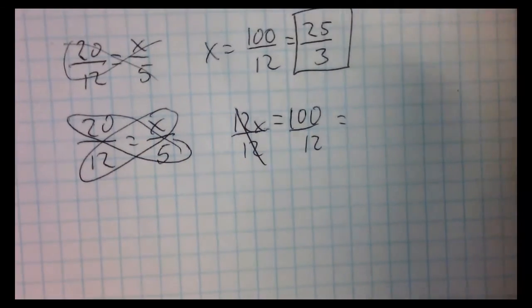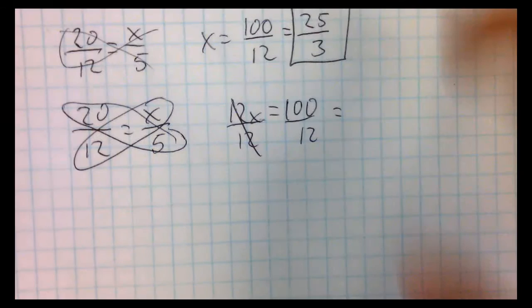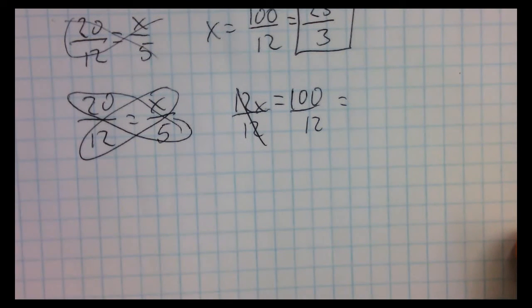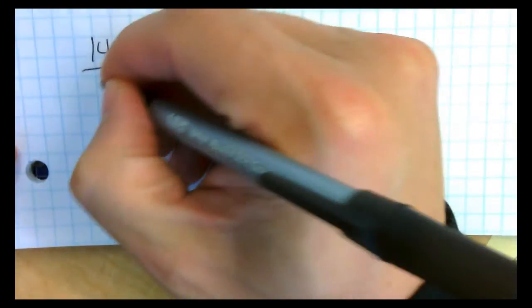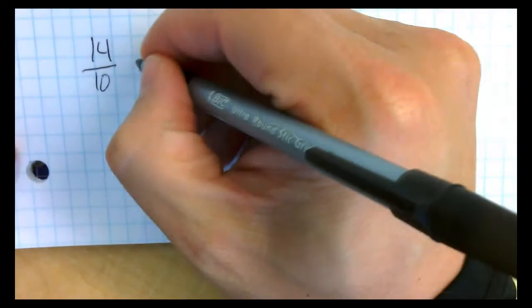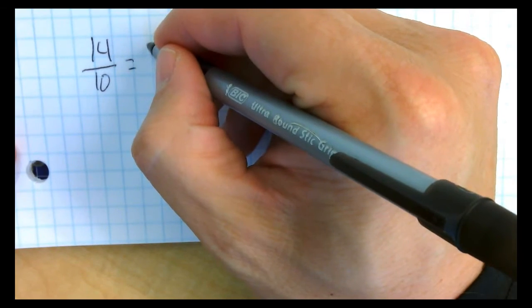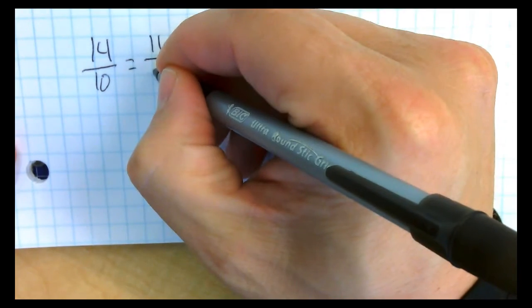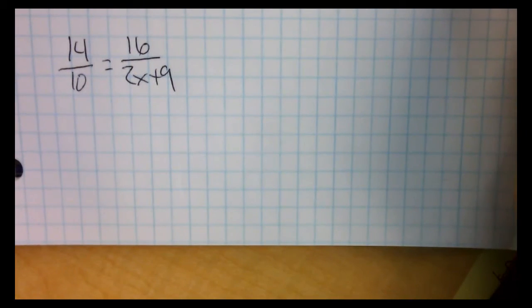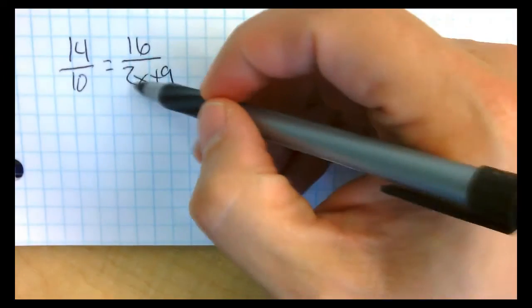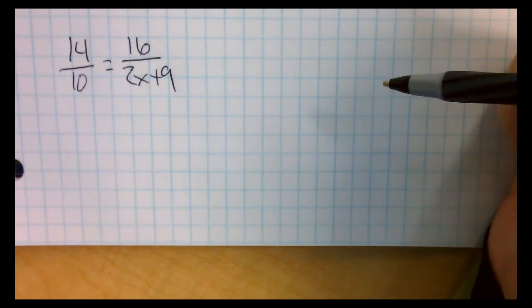Okay, now the reason I sort of backed up there for a second and talked about cross multiplying is that sometimes you don't have just plain numbers there. Sometimes you have other expressions. So, for example, let's say that I had a problem like this. 14 over 10 equals 16 over 2x plus 9. Okay, now here it's a little harder because I don't just have an x, I have a whole expression.